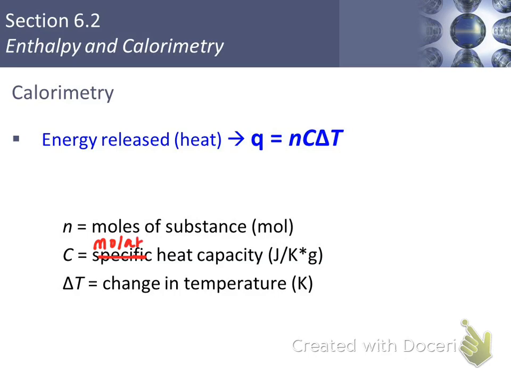And then T is still the change in temperature, but in Kelvin this time instead of Celsius. So you know the difference based on their equation, and the value for the constant is C instead of S. So this is molar heat capacity.